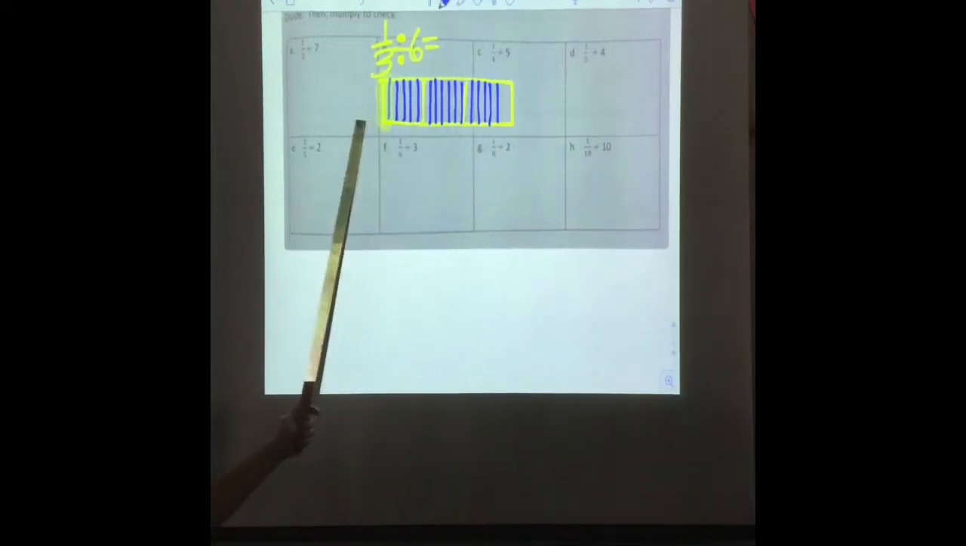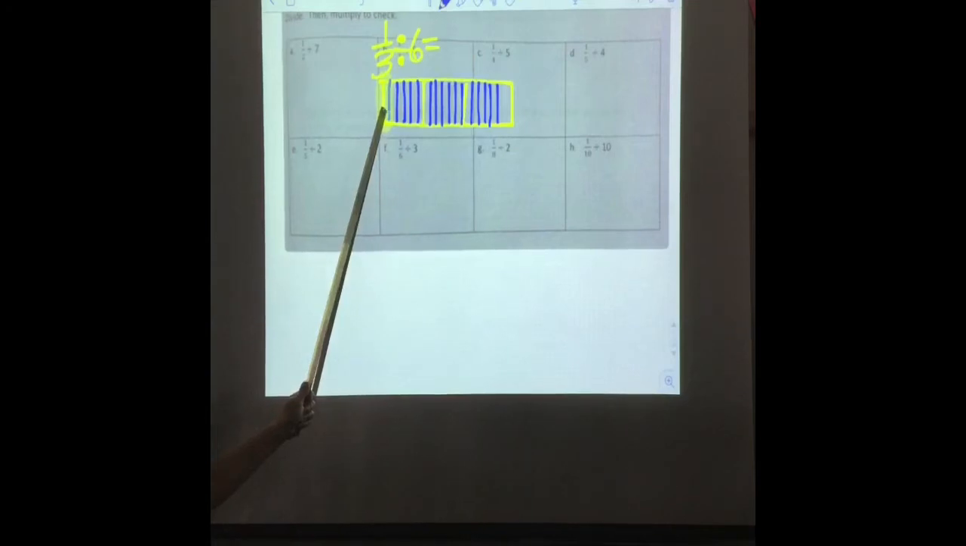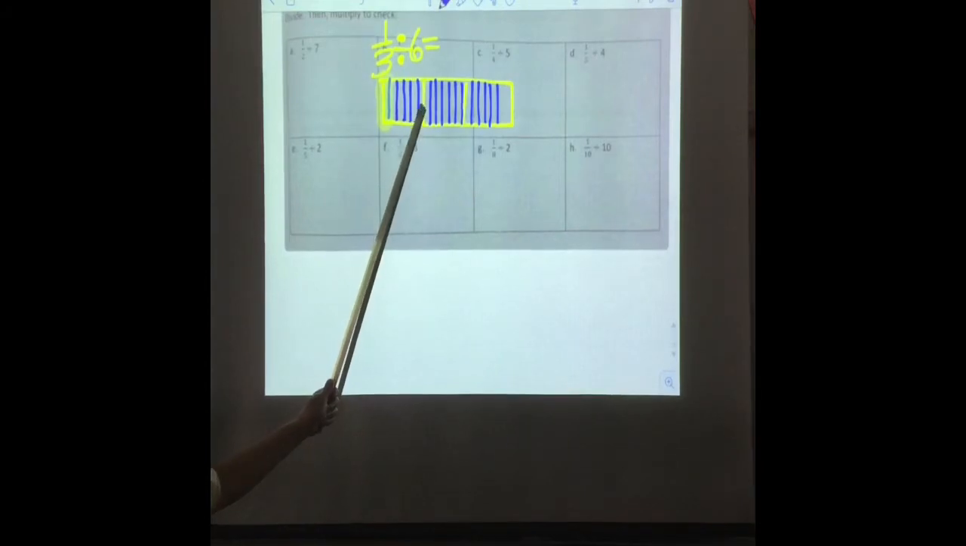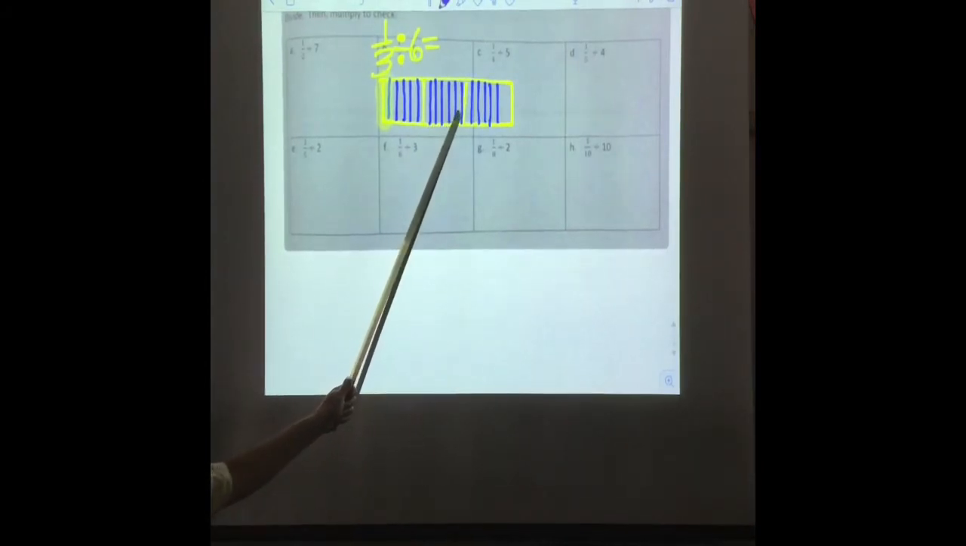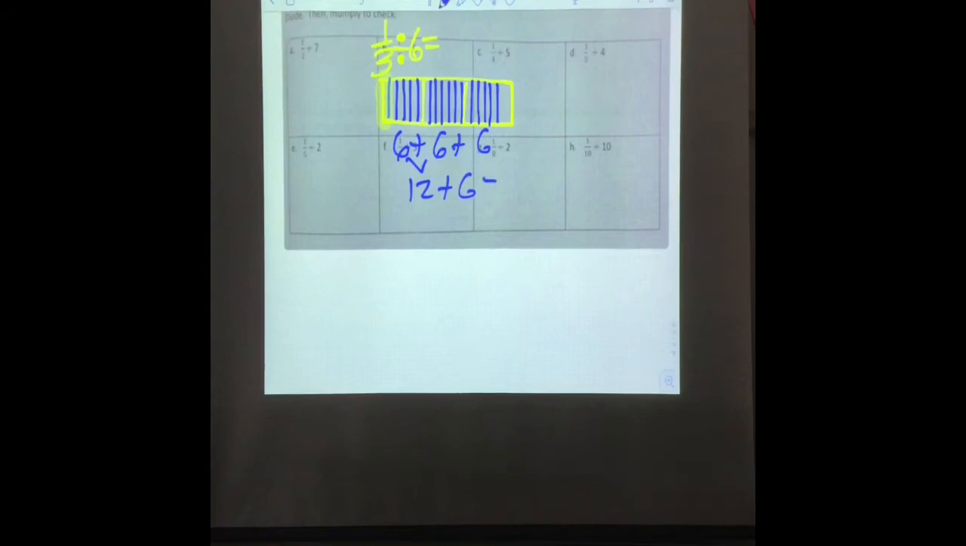What do you think our bottom number is going to be with this? I think some of you already got it. Let's count, right? 1, 2, 3, 4, 5, 6, 7, 8, 9, 10, 11, 12, 13, 14, 15, 16, 17, 18. Nice job. So we have 6 plus 6 plus 6, right? That would be 12 plus 6. That would be 18. So we have 1/18.